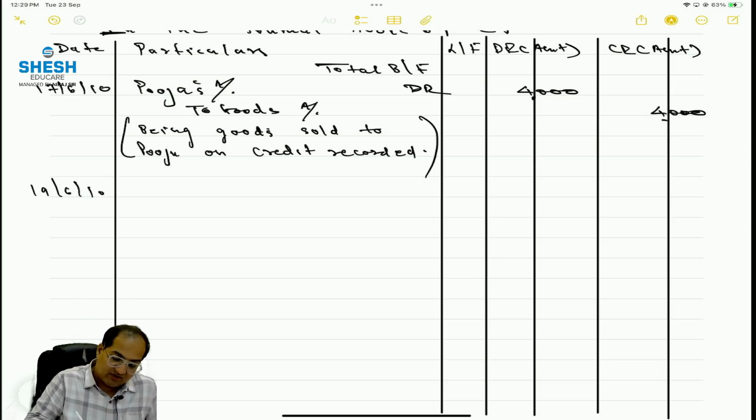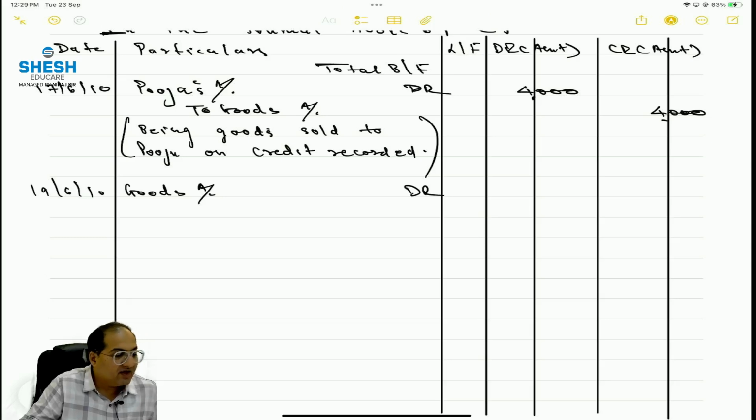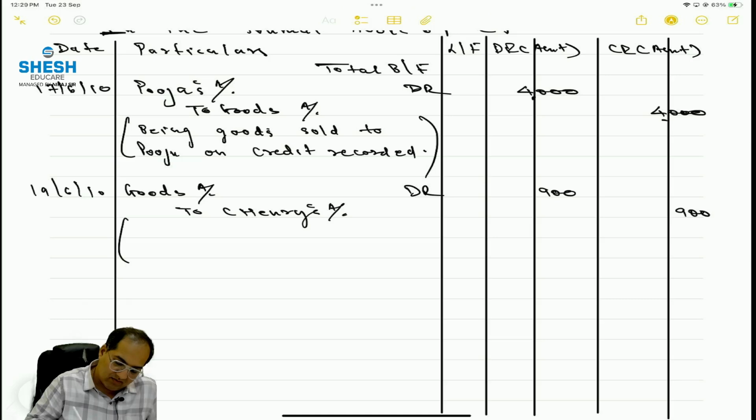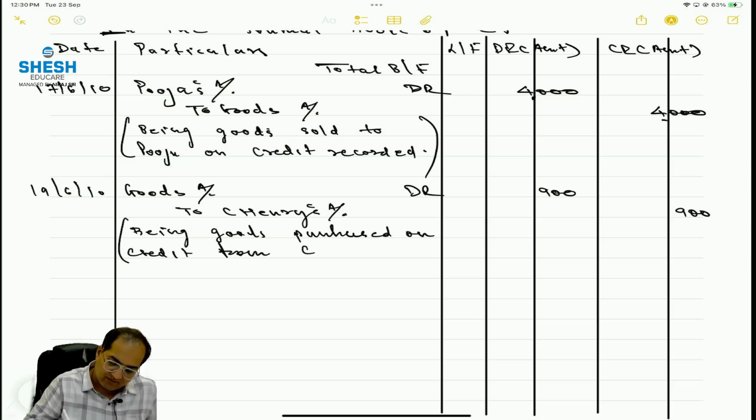So what entry will pass? Goods account debit, because goods are coming in. सेलिना जेटली ने गुड्स को परचेस किया है, सो फॉर हर गुड्स आर कमिंग इन एंड शी इज लायबल टू पे टू whom? सी हेनरी. कितना? 900. Being goods purchased on credit from C. Henry recorded.